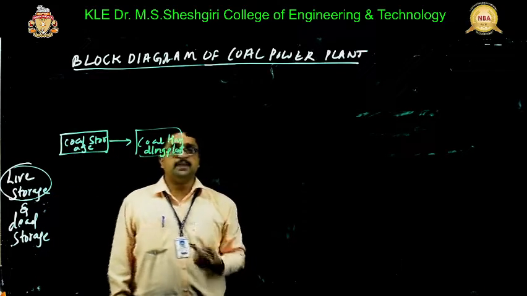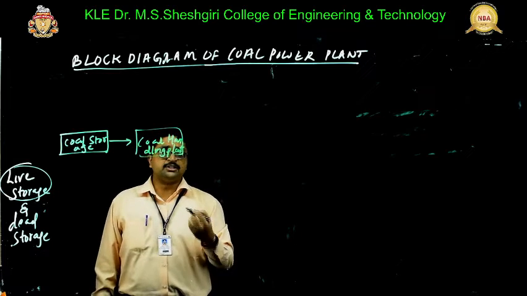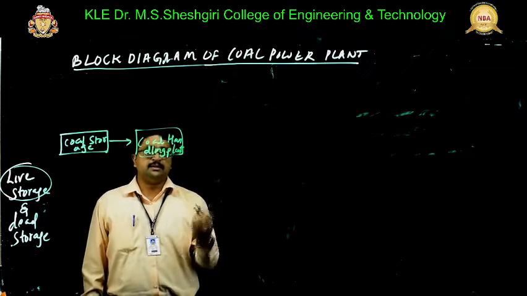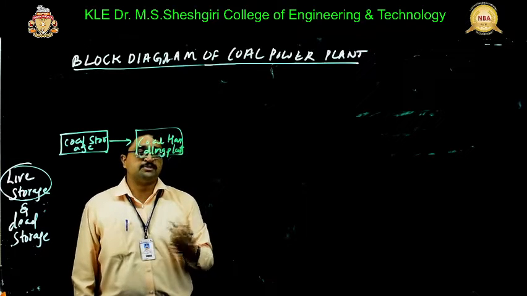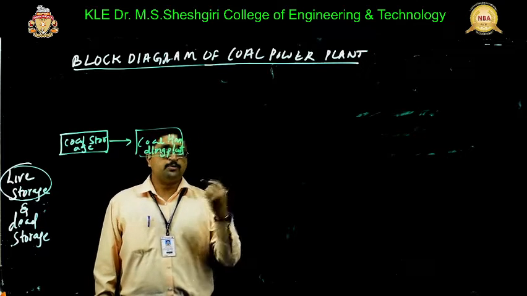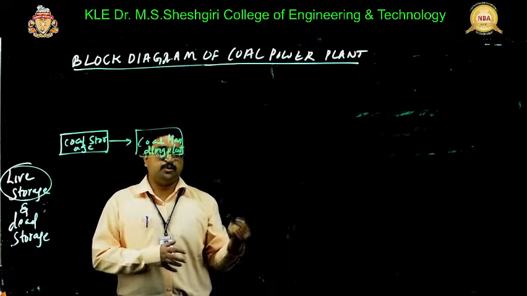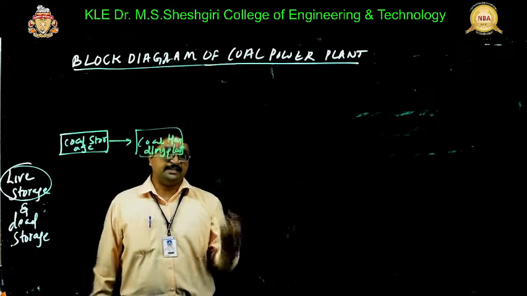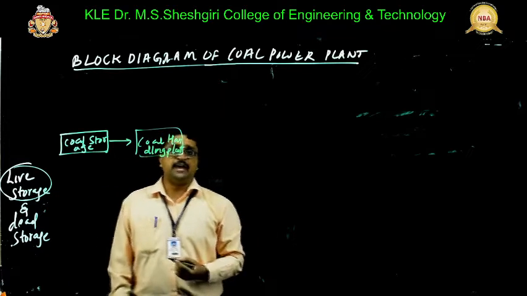And what do you mean by dead storage? A dead storage is a storage where coal is stored in plenty. Why? There may be problems of strikes, or coal mining problems, or due to the aging of coal. So we have to store the coal in plenty in dead storage and use it whenever necessary. That is nothing but the coal storage. Then comes the coal handling plant.